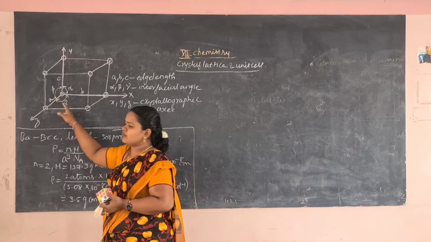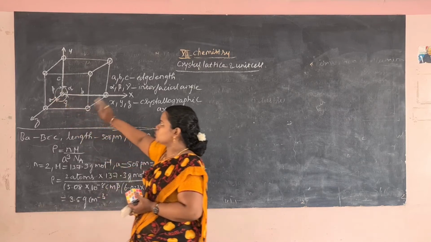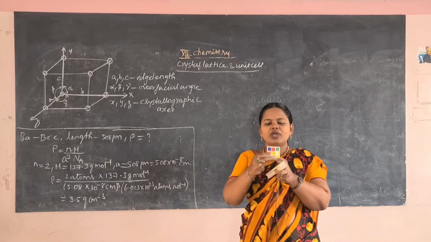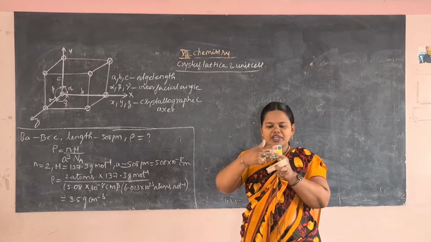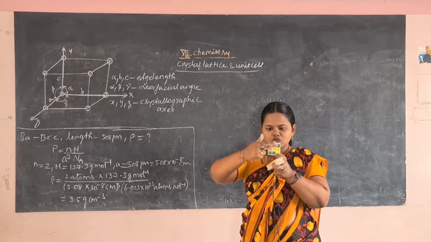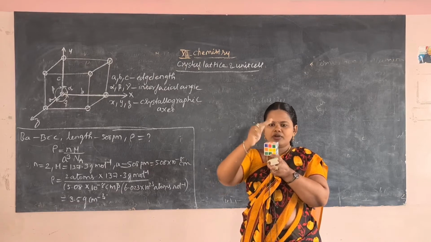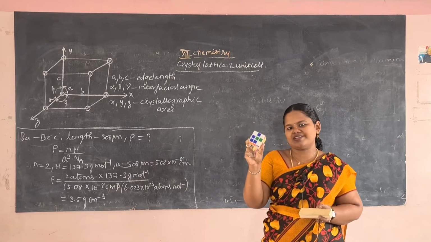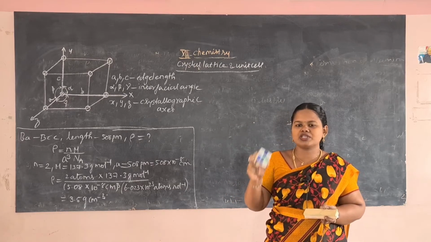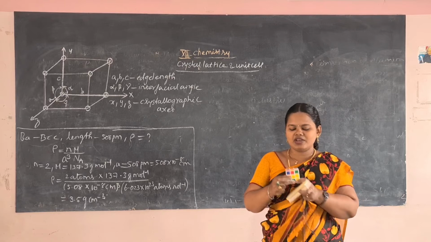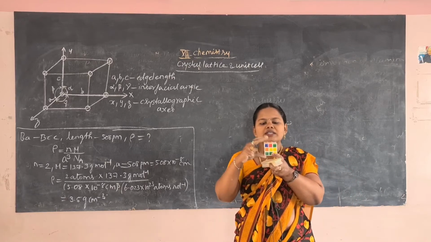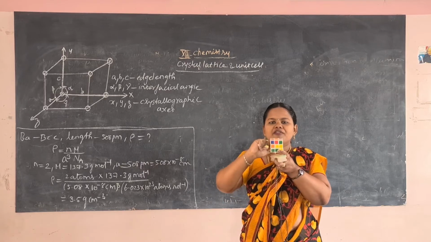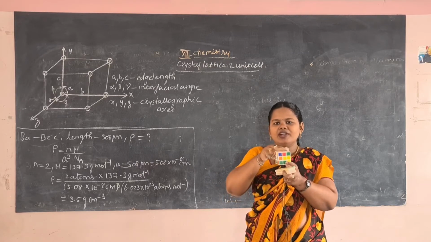And they are connected by different angles between two faces. Before that, I want you to learn the faces. Here you can look at this cube. This is one face: 1, 2, 3, 4, 5, 6. So this cube has 6 faces. You must know some of the terms used in the solid state. So in the cube you have 6 faces.